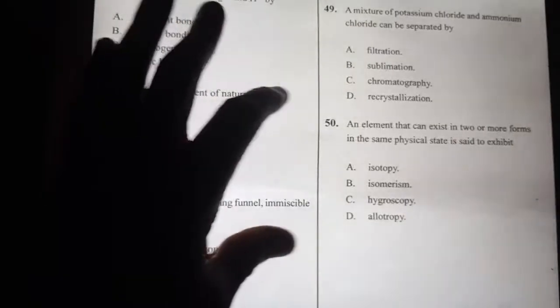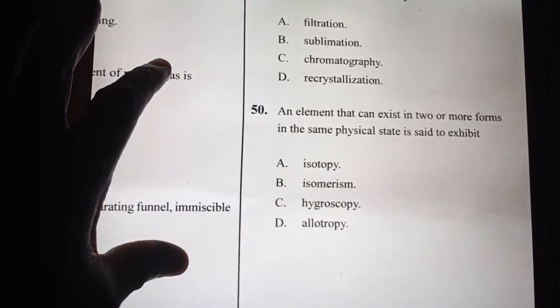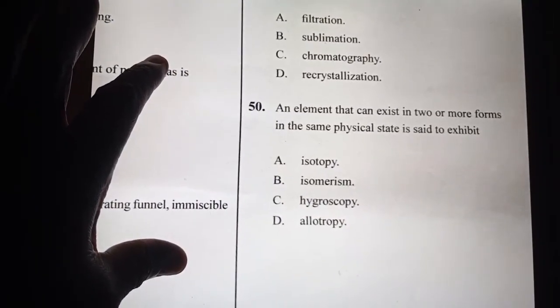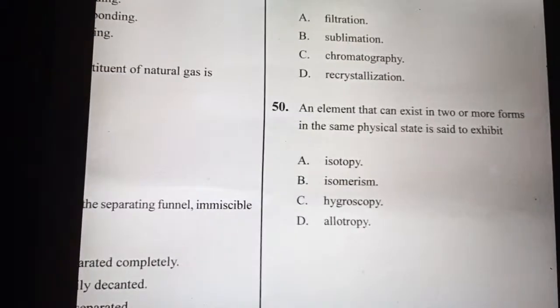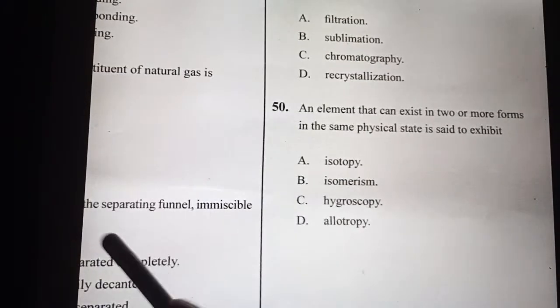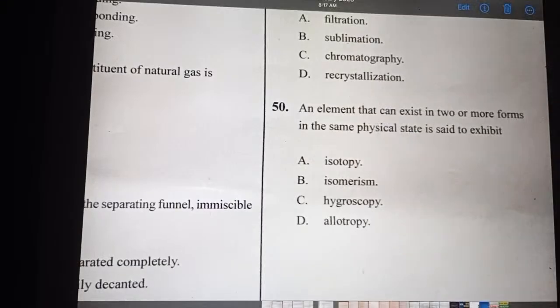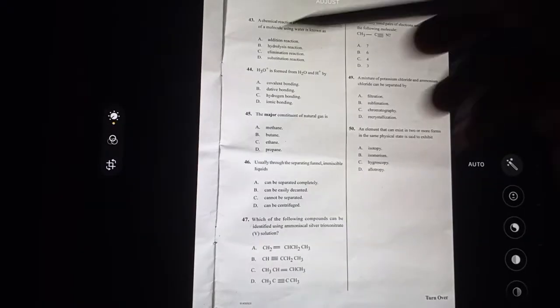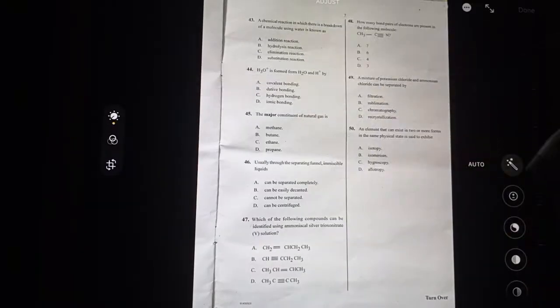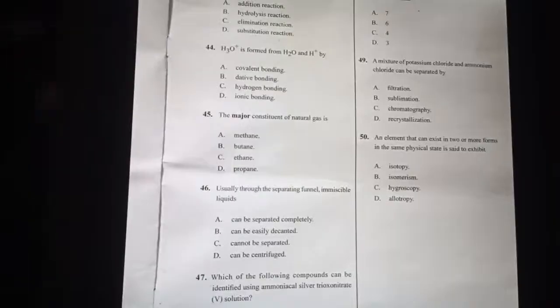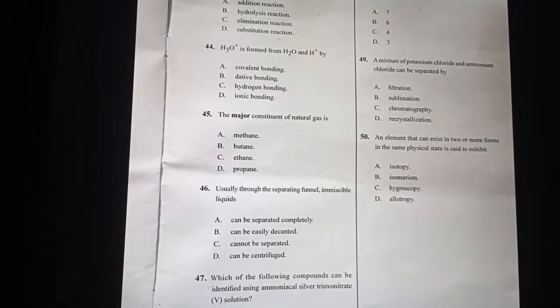Question 50 says an element that can exist in 2 or more forms in the same physical state is said to exhibit what? That is exhibiting allotropy. So 50 is D.